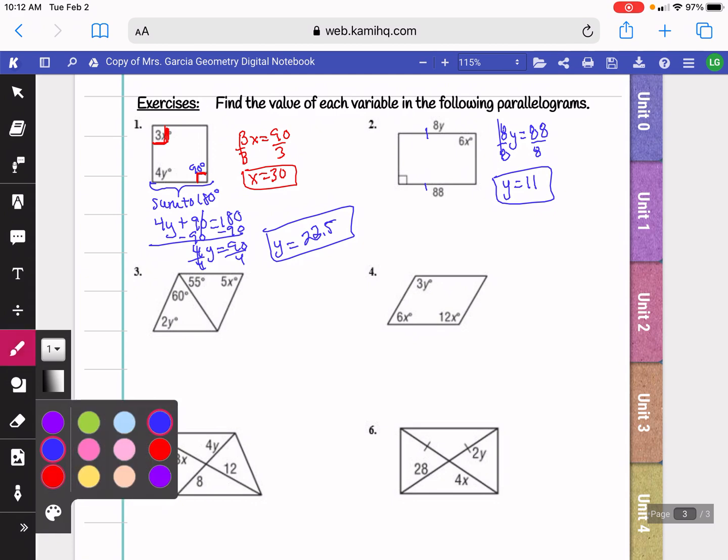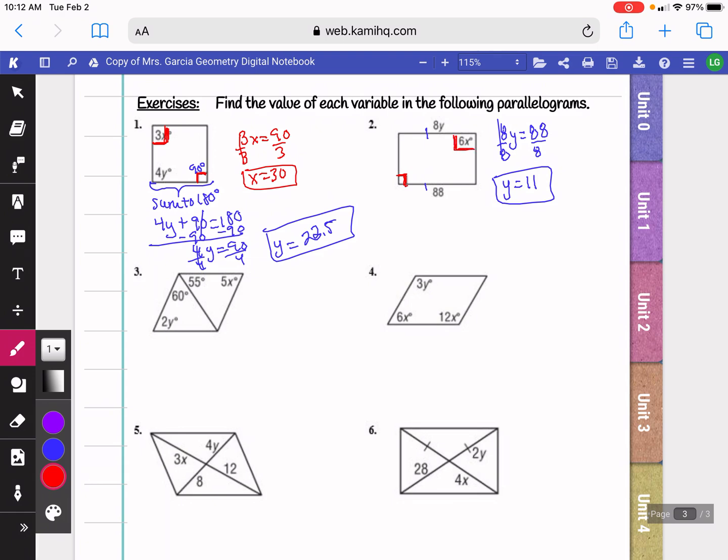Now I'm going to move on to the angles. I know opposite angles are also congruent. So this is 90. This must also be 90. So I can say 6x equals 90. And if I divide that by 6, I get my answer for x, which is 15.